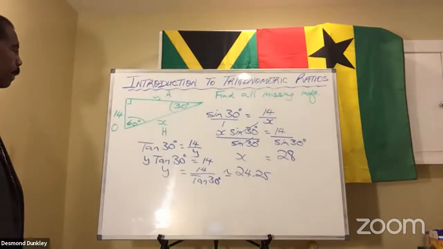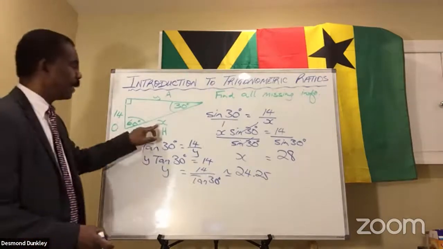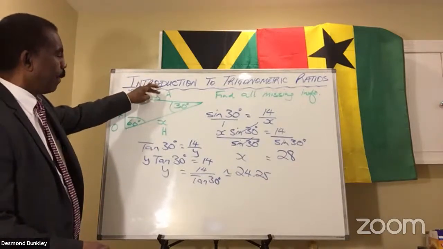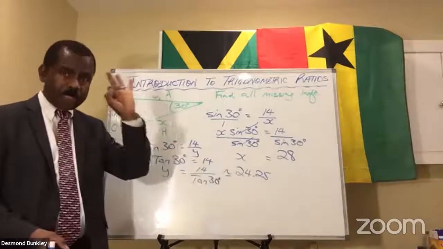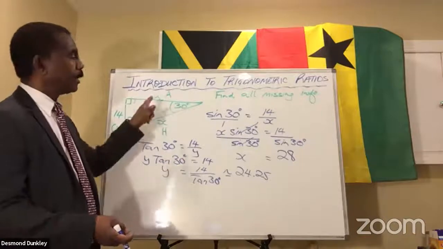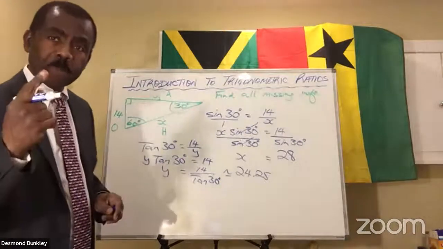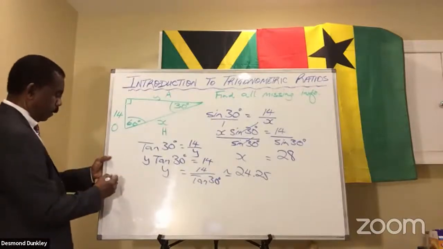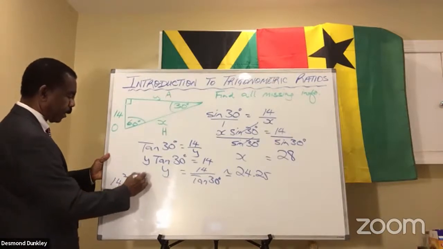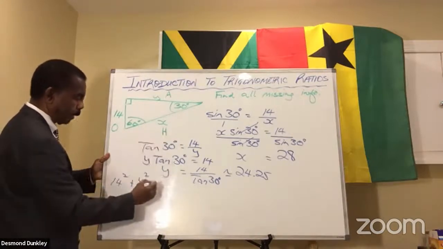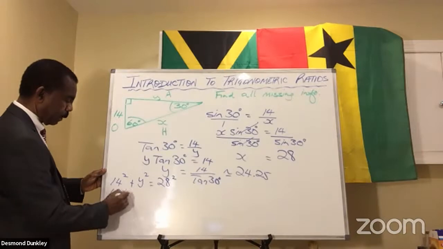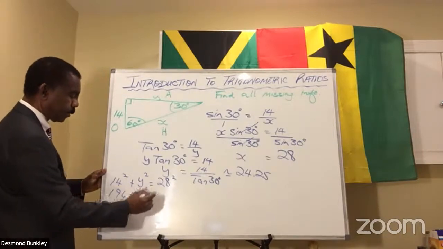So we realize that the hypotenuse is 28, this is 14, and this is not the hypotenuse, it is less than 28, so that's a good sign. But suppose we didn't know how to use tangent. Let's check to see if we could have used the Pythagorean theorem and if it would be the same answer. So here we go. 14 squared plus y squared is equal to x, which we found out to be 28. So 14 squared is 196 plus y squared equal to 28 squared.